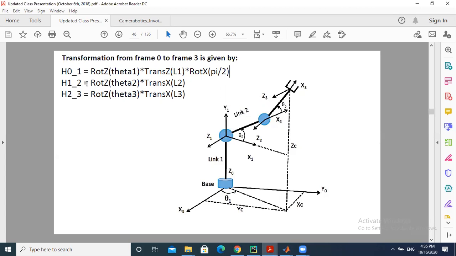Once you are here, it's nothing but you rotate about z, and then you translate along x, right? So here we rotate about z by theta 2, and then translate along x by L2. Last one, we rotate about z by theta 3, and then translate along x by L3. Now that we have H01, H12, and H23, we can multiply all of these together, and I can obtain the position of my end effector based on the thetas.